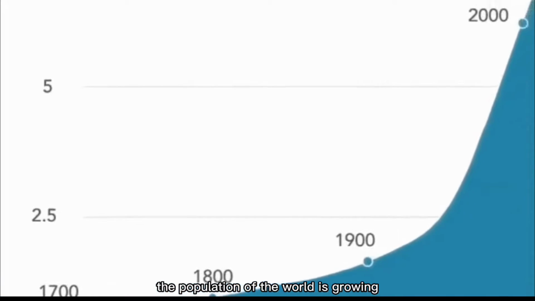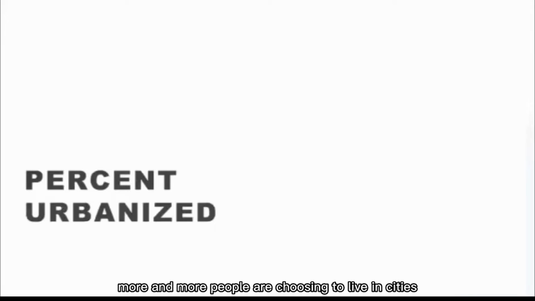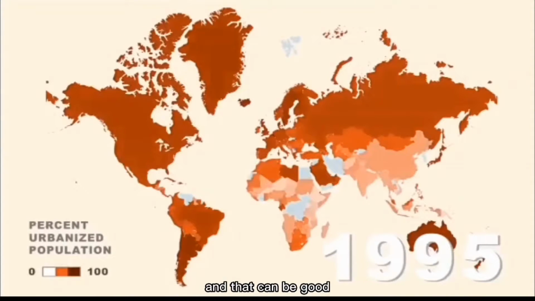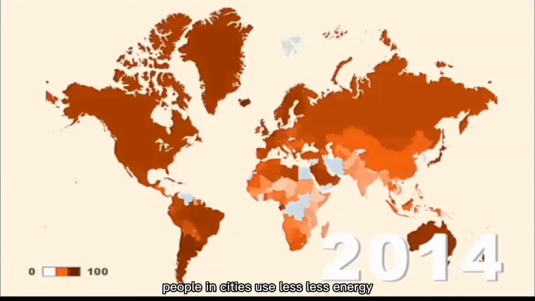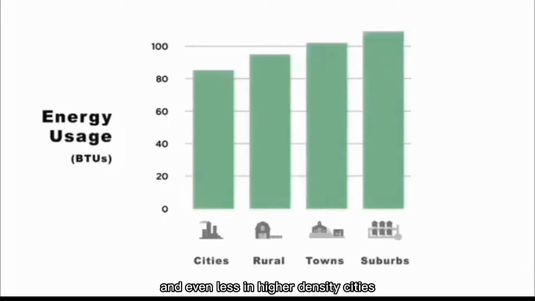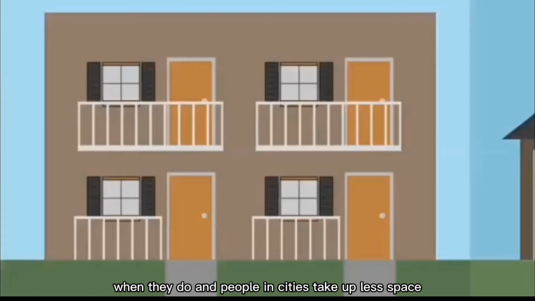The population of the world is growing. More and more people are choosing to live in cities over rural areas or suburbs. And that can be good. People in cities use less energy, and even less in higher density cities. They drive less often and over shorter distances when they do. And people in cities take up less space.